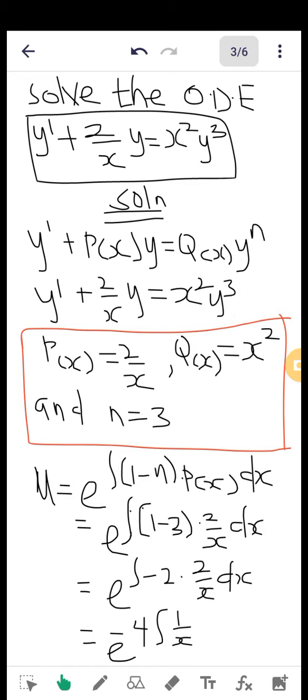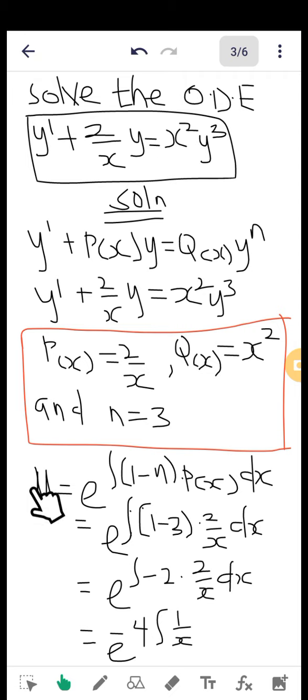This is y exponent 3. So I can boldly say my n is equal to 3, because my y exponent n here is y exponent 3. So my n is equal to 3. My p of x is equal to 2 over x. My q of x is equal to x squared. So comparing, I just compare the Bernoulli equation to the differential equation that was given.